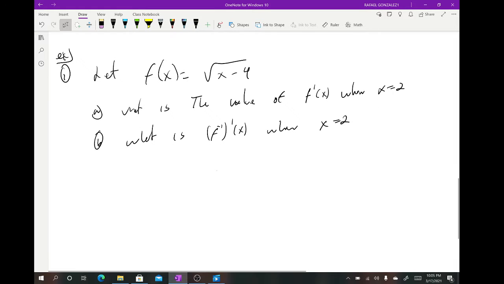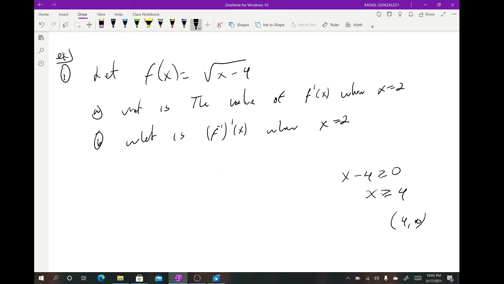This is a radical function and is defined for all values for which x is bigger than or equal to 4. We could check that. The domain of this is x minus 4 bigger than or equal to 0, so you add 4 on both sides. So that's the domain of this function. So this function is indeed differentiable on an interval, and this particular interval would be 4 to plus infinity.